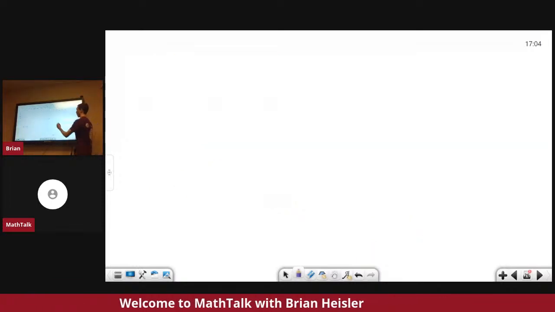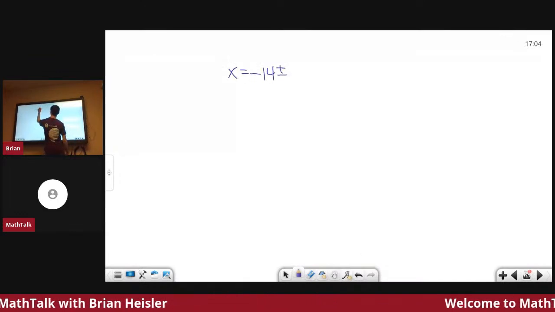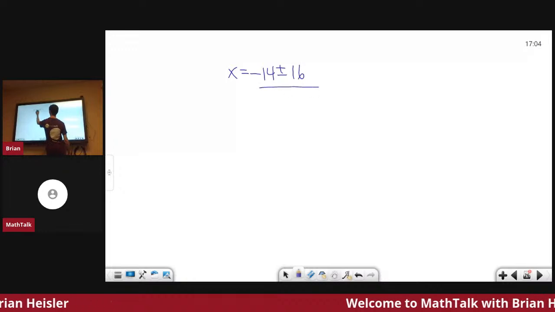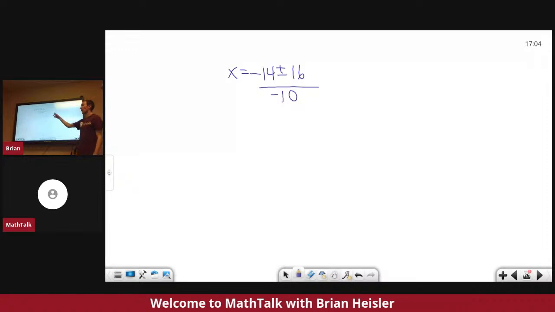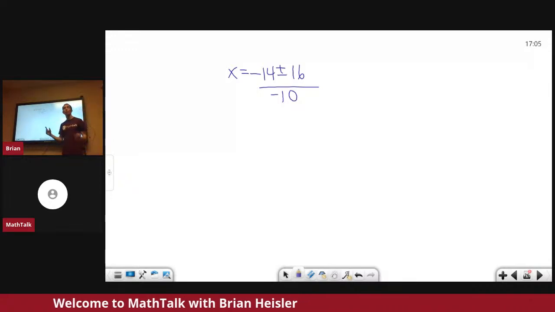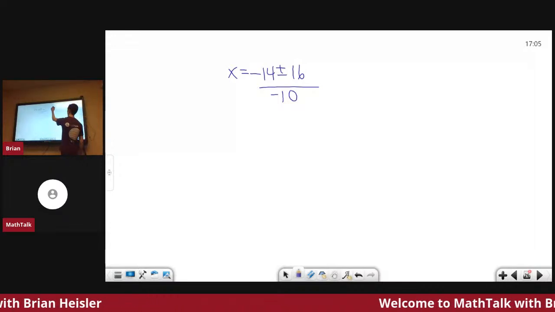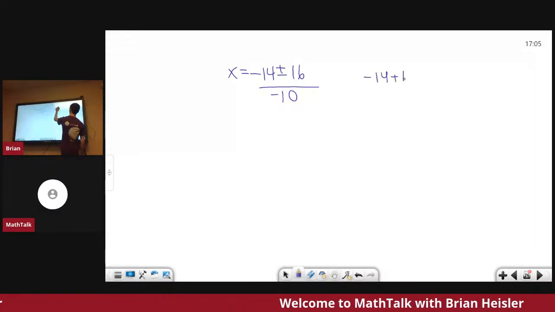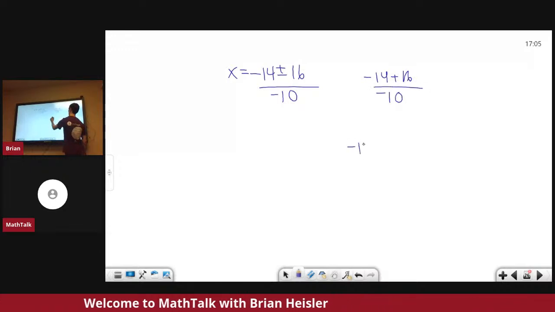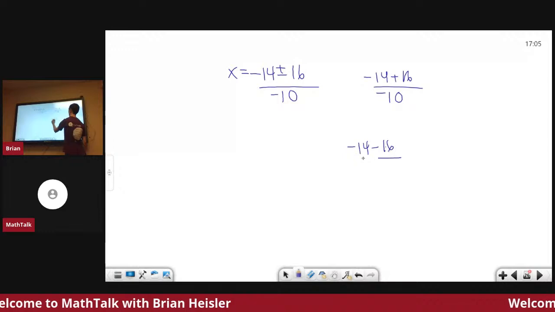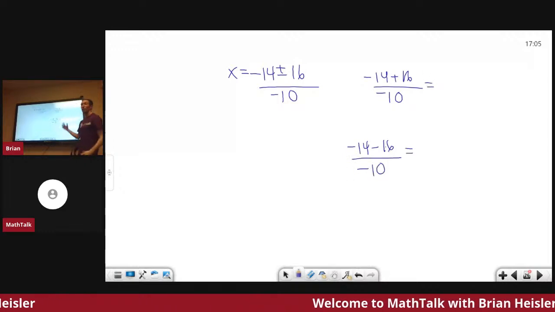So this is what I have. All right. Because there's a plus minus symbol in the middle, I have 2 separate problems. Negative 14 plus 16 over negative 10, and negative 14 minus 16 over negative 10. All right? I need to solve each of those.